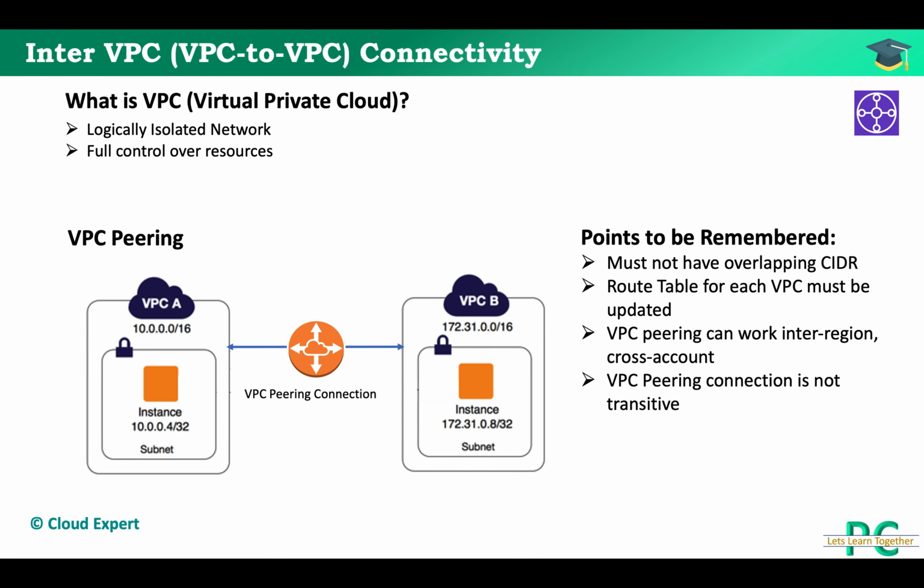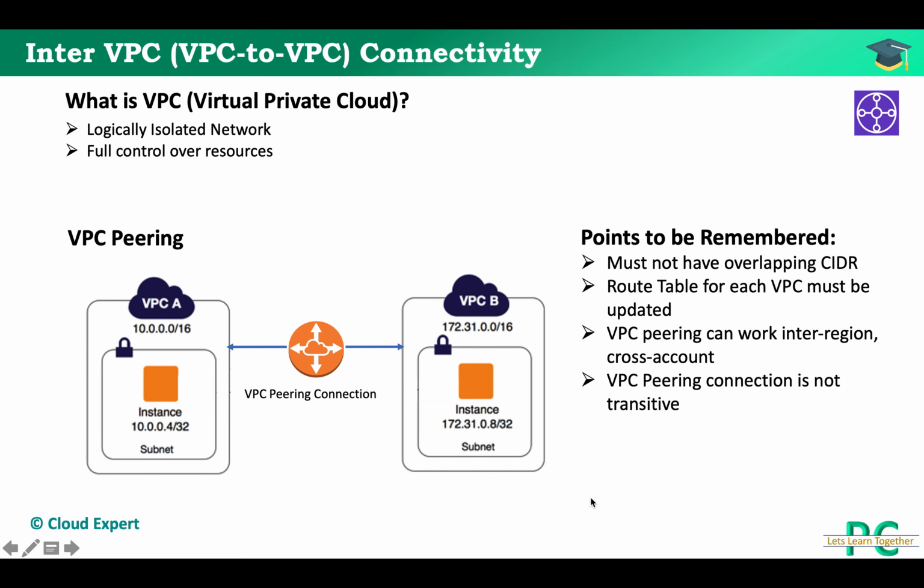In that case, you won't be able to establish connection from VPC A to VPC B. The third point is that peering connection can work inter-region and cross-account. So this is one important point, that you can establish peering connection between VPCs not only in the same account, same region, but also from a different account and from a different region.